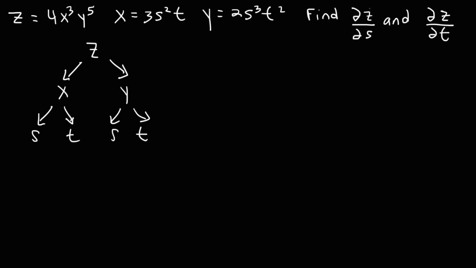So let's start by finding this particular partial derivative. Let's write the formula for it. So we need to focus on everywhere we see an s. So we're going to follow these particular branches.